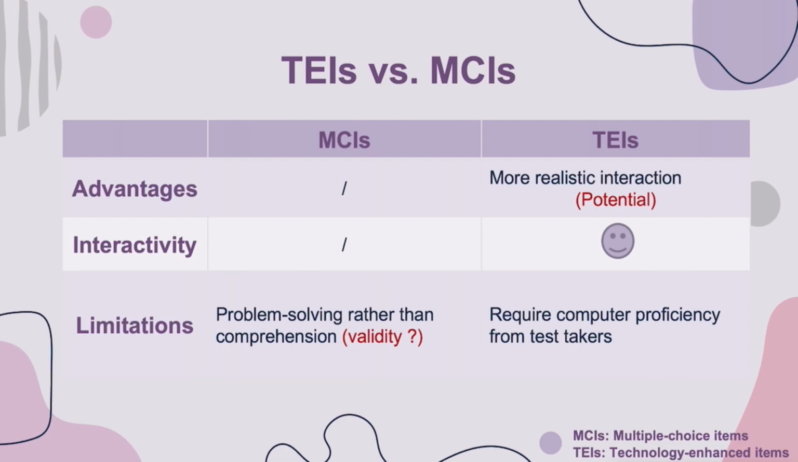There is a table showing TEIs and MCIs for comparison. First, TEIs differ from traditional MCIs in terms of how students engage with the test interface and select responses. MCIs have limitations. Rupp et al. 2006 found that in reading tests, MCIs failed to test students' comprehension ability, so the validity of this test was questioned. Also, MCIs offer a limited amount of interactivity, while TEIs offer more engagement for test takers. TEIs can enhance the authenticity of the assessment by resembling real-world tasks.